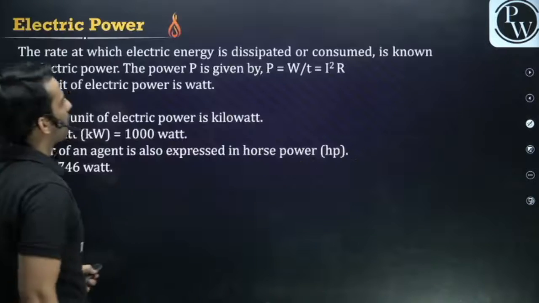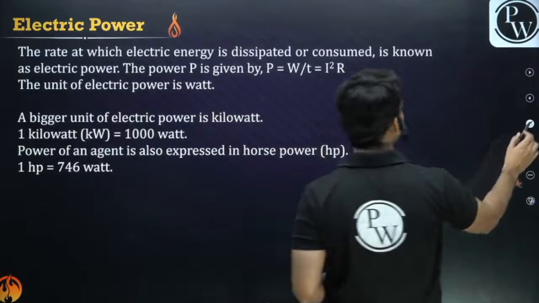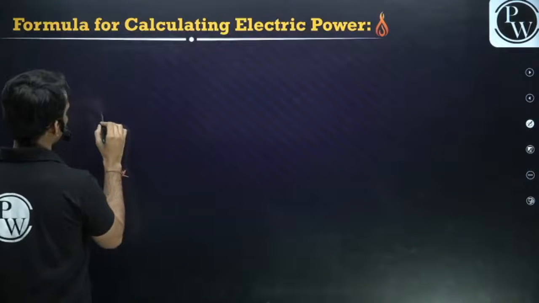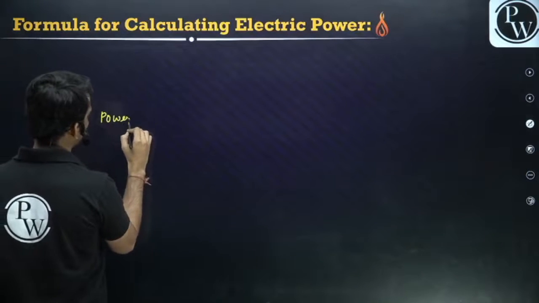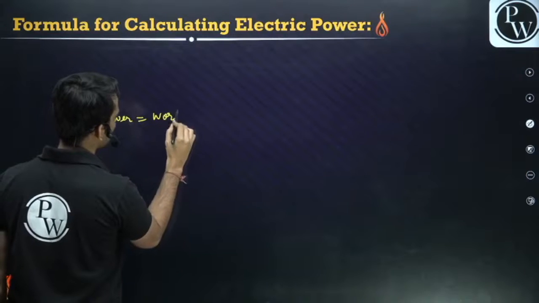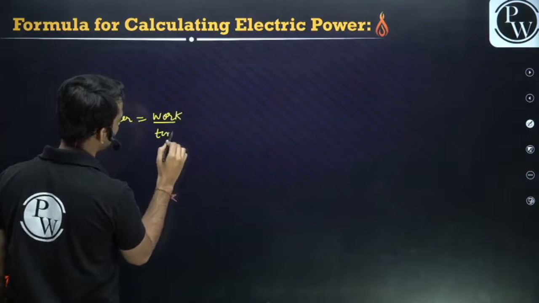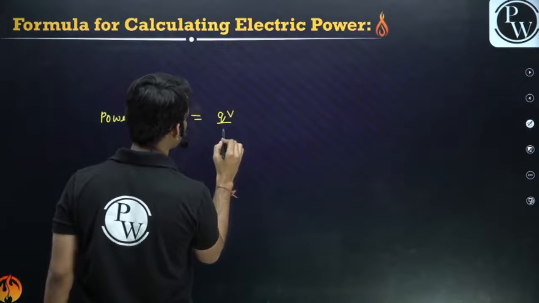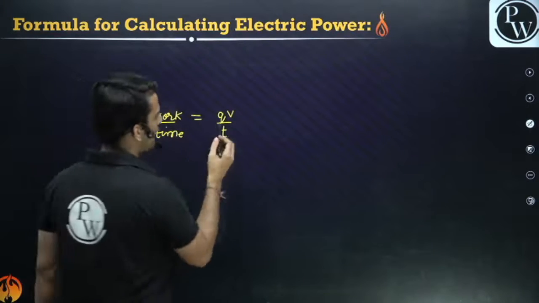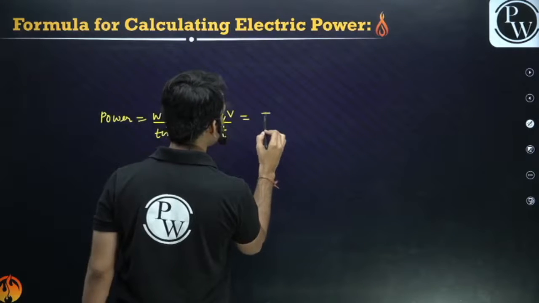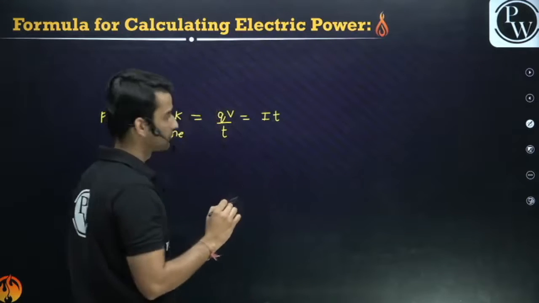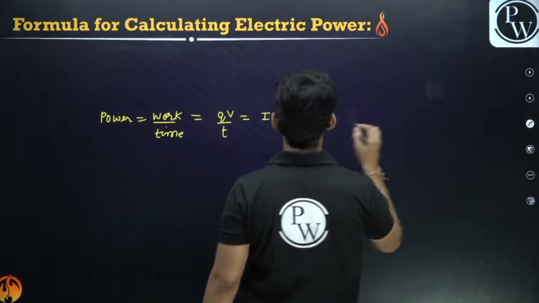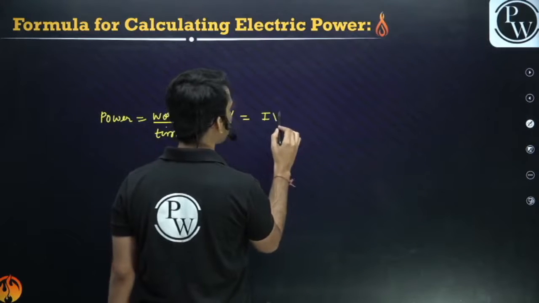Clear? Okay. Now guys, we have other formulas for power. Let me tell you that. See what we had seen. We had seen that power is nothing but work upon time, or electrical energy upon time. What is work? It is charge into potential difference. I have told you, right? Q by T is nothing but current. So the power is I into V.